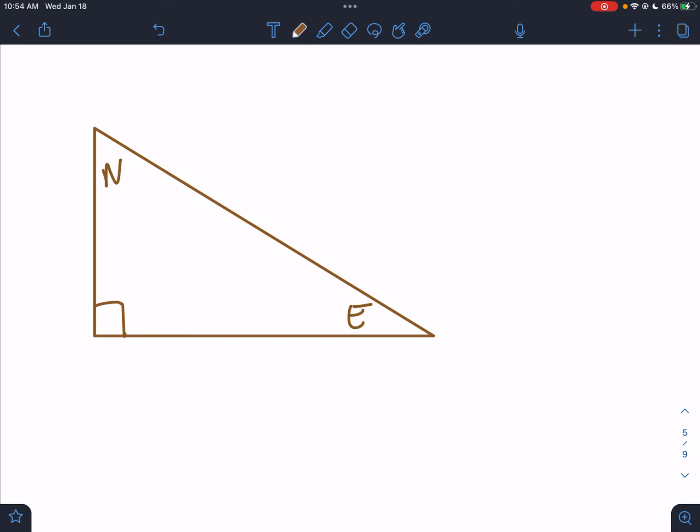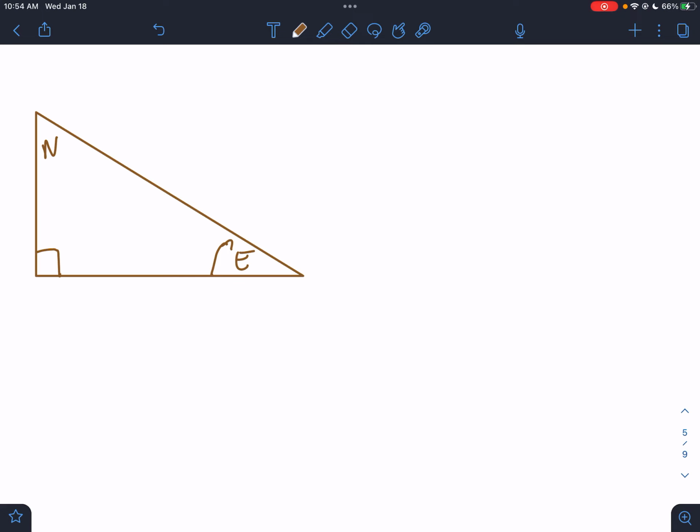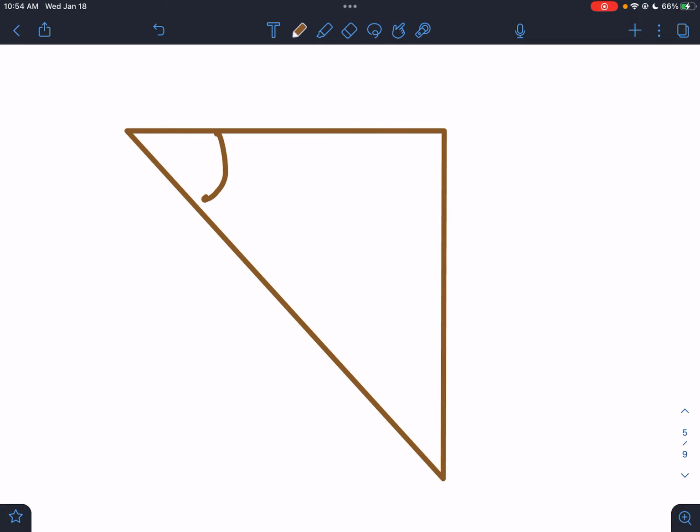This one is elevation. Why? Because there's a horizontal line involved. So that triangle had an elevation. I call that an elevation right triangle. And then I have a depression triangle over here. This triangle has a depression. This has an angle below a horizontal line.